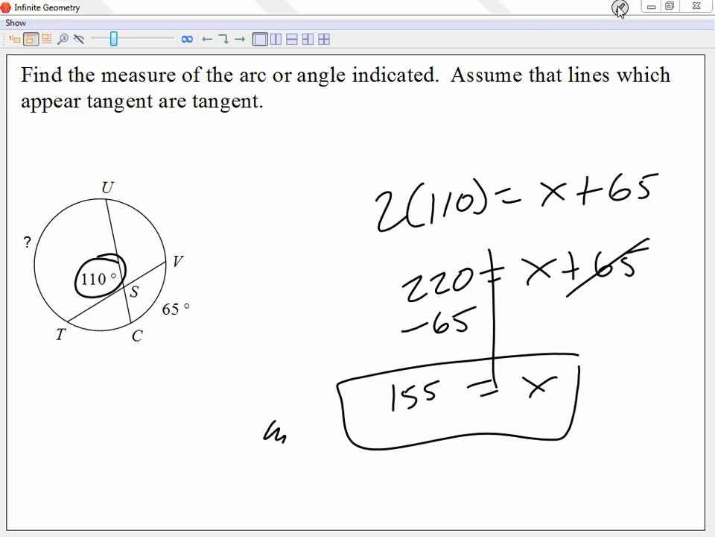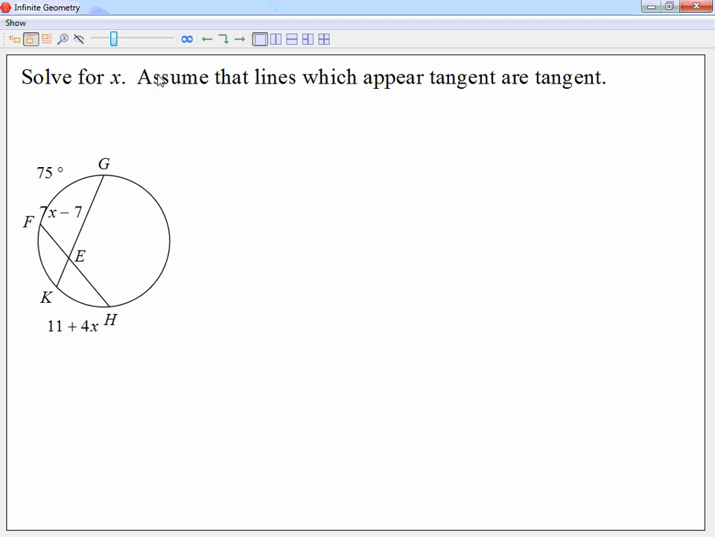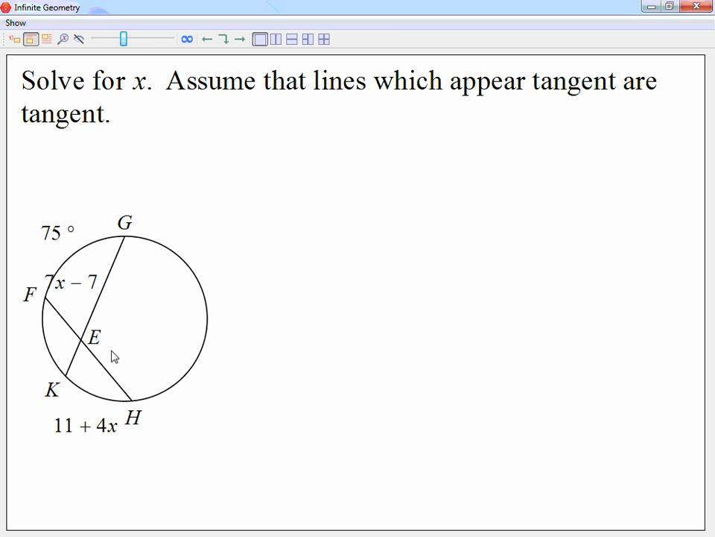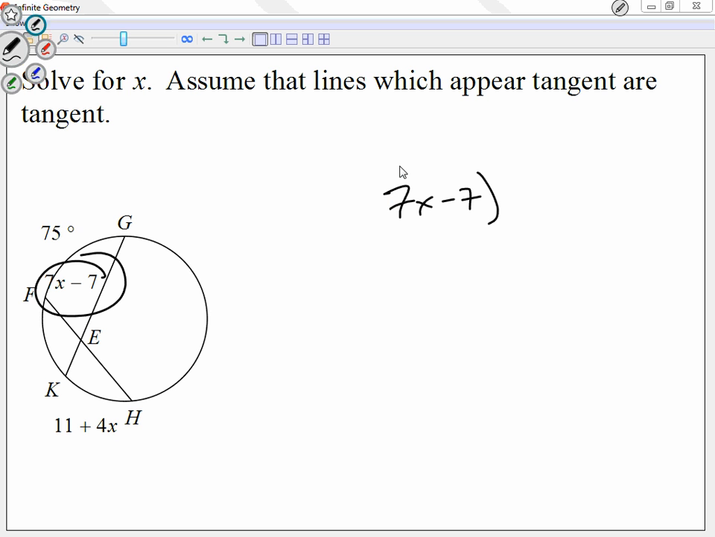No questions? All right. Now looking at my third example, the idea is the same, but my x's will have a plus or minus something. In this case, I have minus there and plus there. But the first thing we do, the angle on the inside, in this case 7x minus 7, multiply the angle times 2. So 7x minus 7, the whole thing I'm going to multiply by 2. And then the arcs in this case are 75 and 11 plus 4x. So add the two arcs, 75 plus 11 plus 4x.